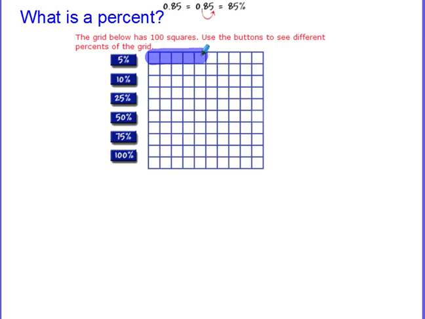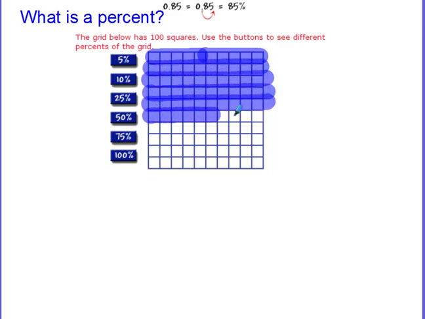If we had 10%, we would shade in 10 of the squares, any 10 of them. 75% would be 75 of these squares. That would be 75%, so 75% of it shaded. And 100% would be the whole thing.